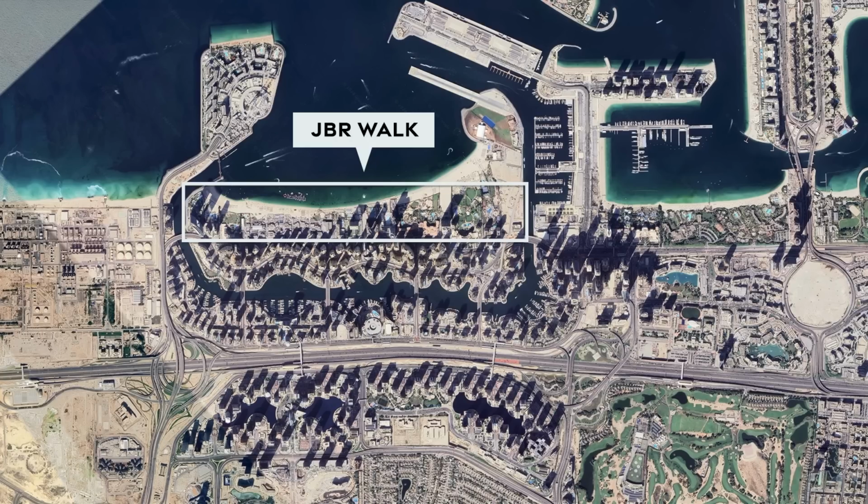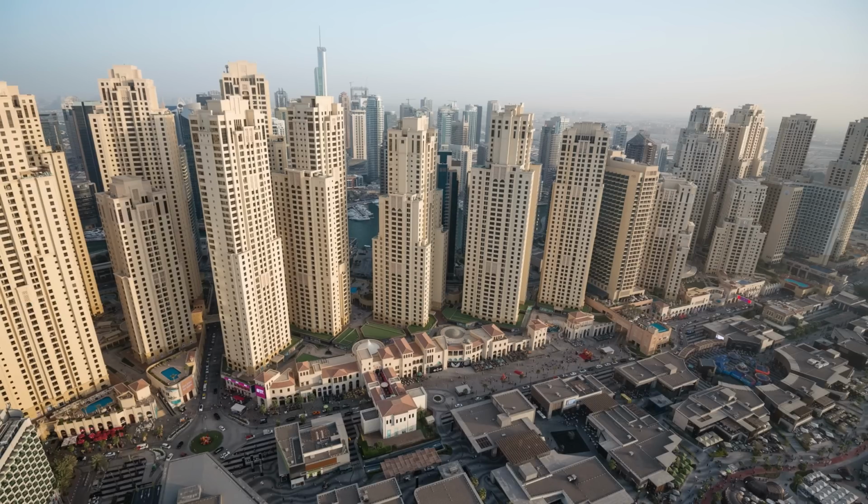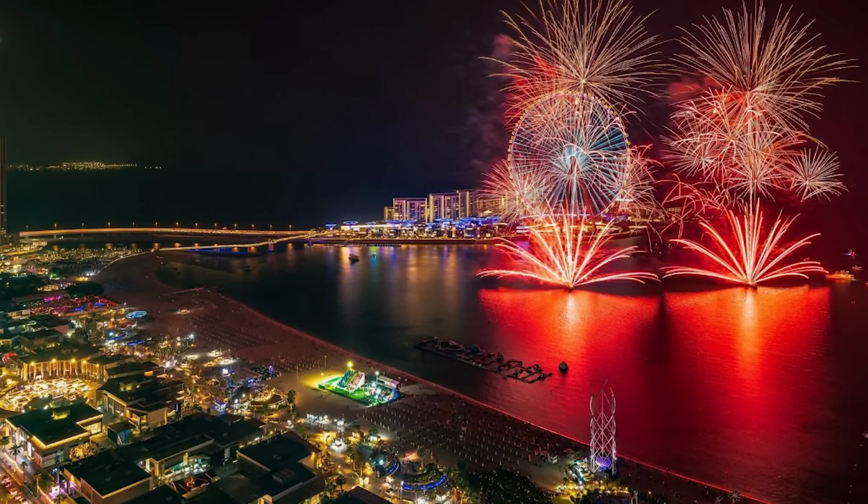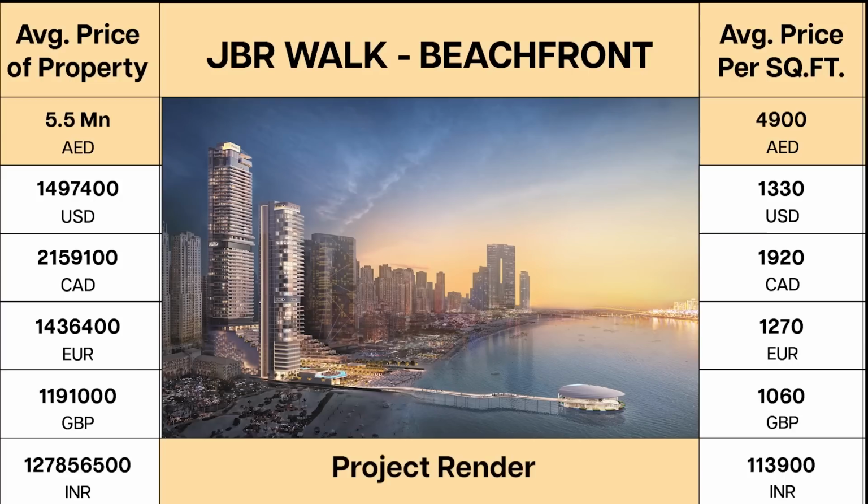Another very famous destination of Dubai is the Jumeirah Beach Residence, shortly known as JBR. JBR has the popular tourist attraction, the JBR Walk, which is a commercialized beach promenade where you can shop, dine, and stroll by the sea. The projects which are directly facing the sea and having direct beach access cost around 5.5 million dirhams on an average, with the price per square foot at 4,900.